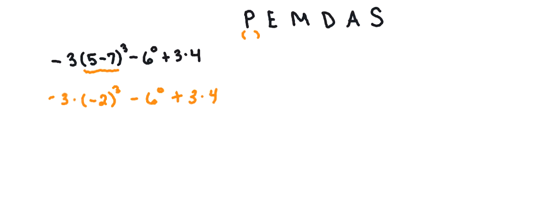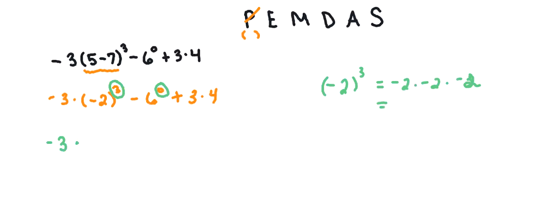Now that we've done the parentheses, I want to go on and look at exponents. Exponents are little numbers right here. That's the next thing we're going to look at. So I'm going to bring down this -3, and I've got times -2, the whole thing raised to the third, which is -2 times -2 times -2.